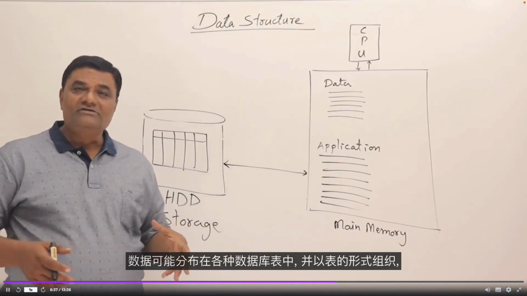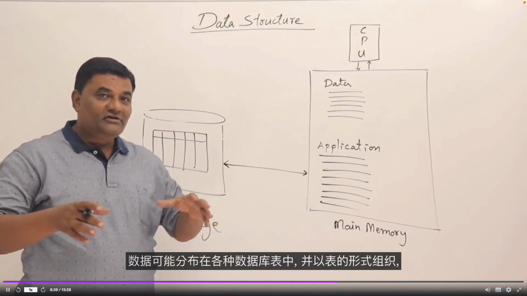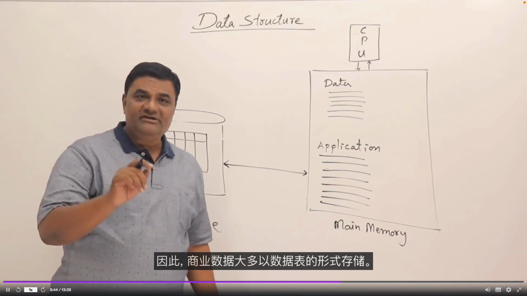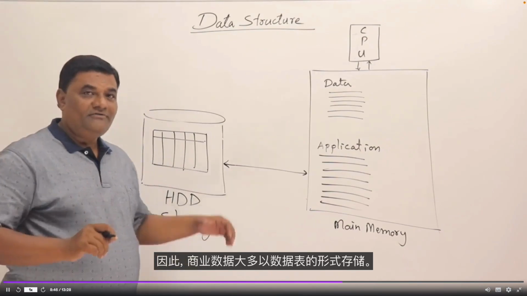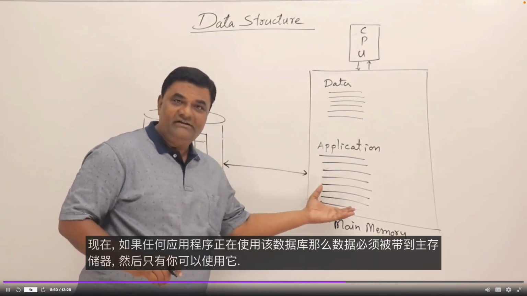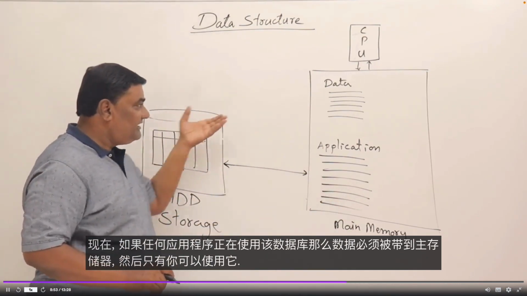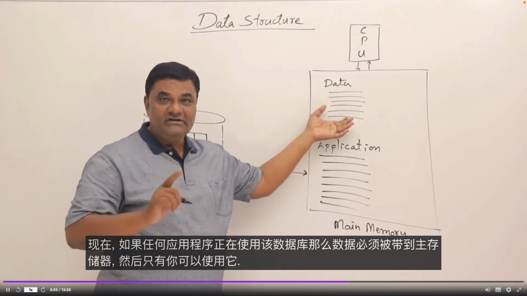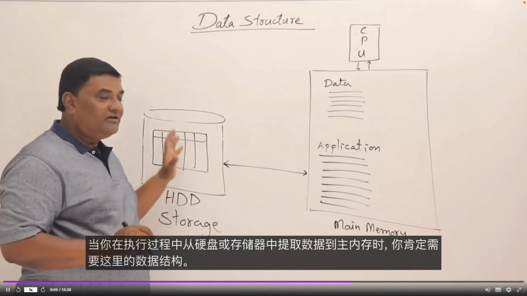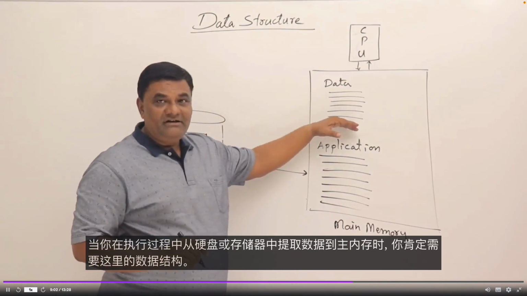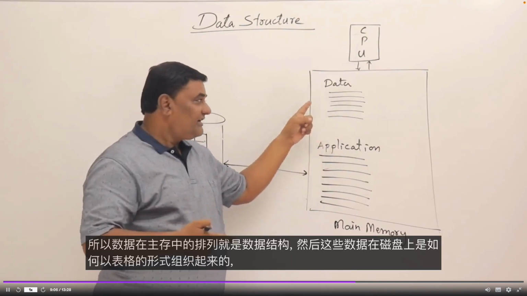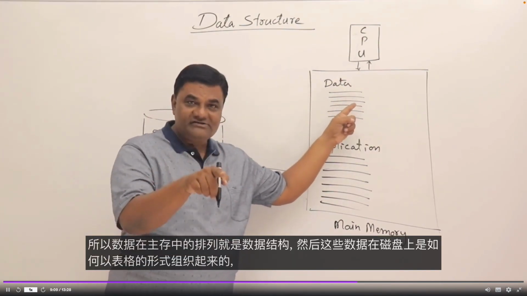Data may be spread across various database tables, organized in the form of tables, and the tables have relationships between them. So mostly commercial data is stored in the form of database tables. Now, if any application program is using that database, then data has to be brought into the main memory, and only then can it use it. So again, you need a data structure here. When you are pulling the data from the hard disk or from the storage to the main memory during execution, then you definitely need a data structure. So the arrangement of data in the main memory is a data structure.